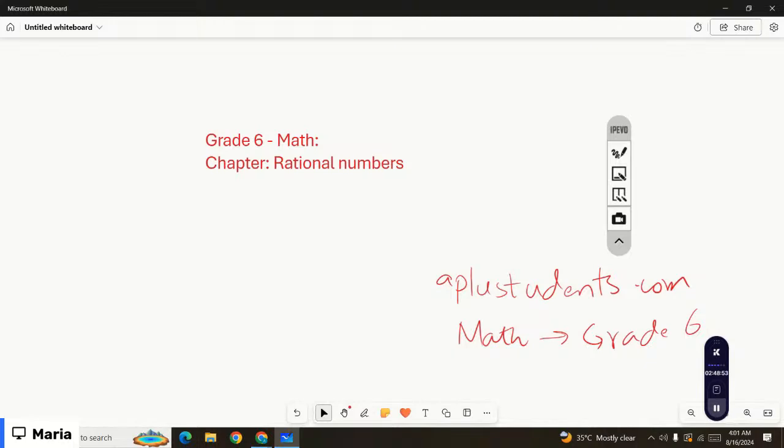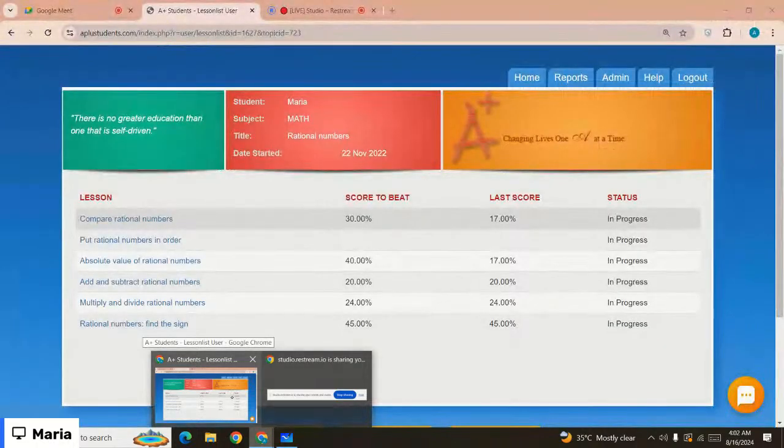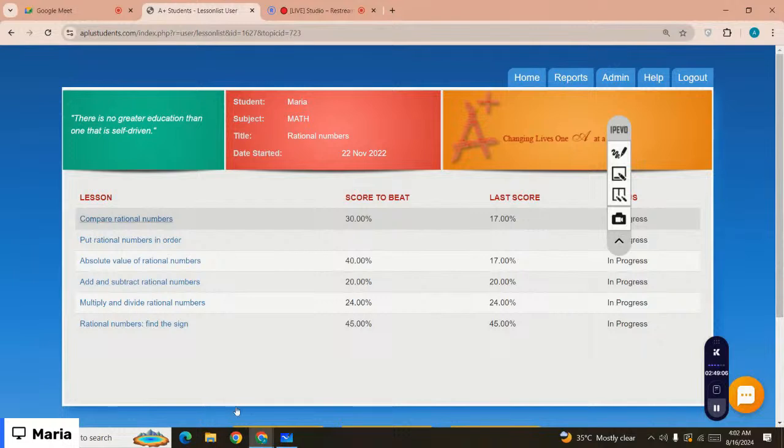So here I'm on grade 6 math. The chapter we are on right now is rational numbers. Let's just start with the first lesson, that is compare rational numbers.